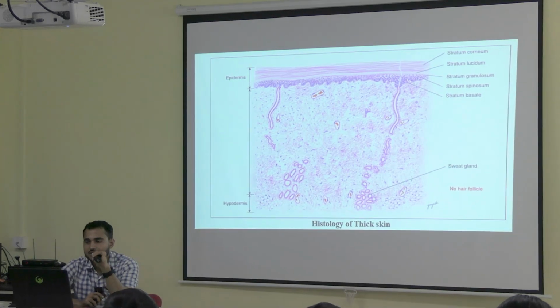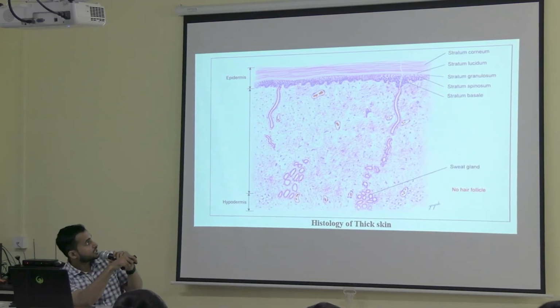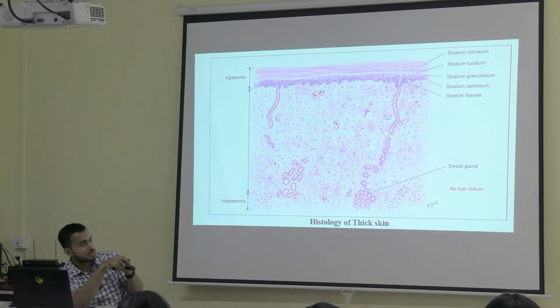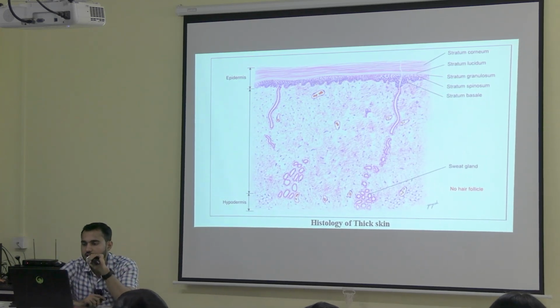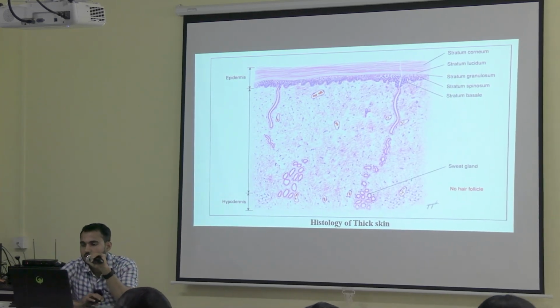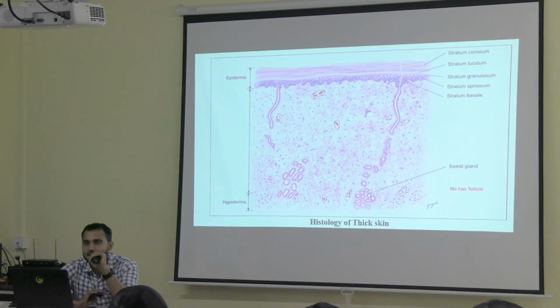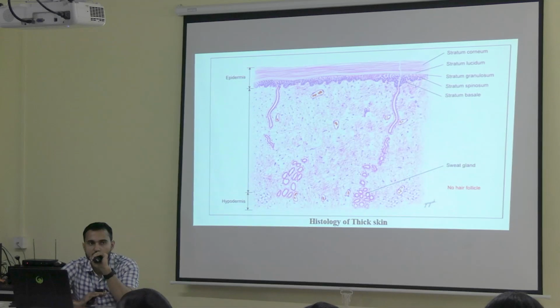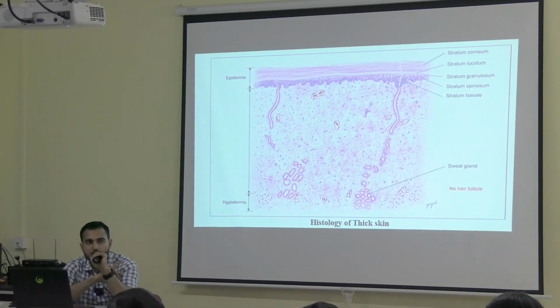Next, lastly is the Stratum Corneum, the most superficial layer. Can you see the Stratum Corneum? This is the Stratum Corneum, the most superficial layer of the epidermis. Okay, so first of all, if you see the layer, it is non-nucleated. You cannot see any nuclei in this layer. In the Stratum Corneum, can you see any nuclei?